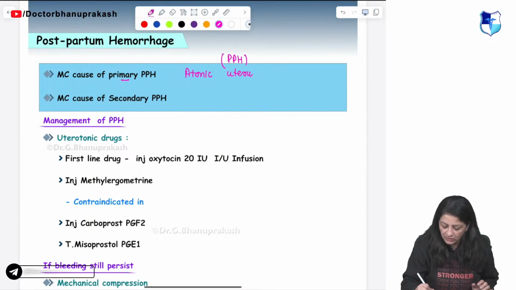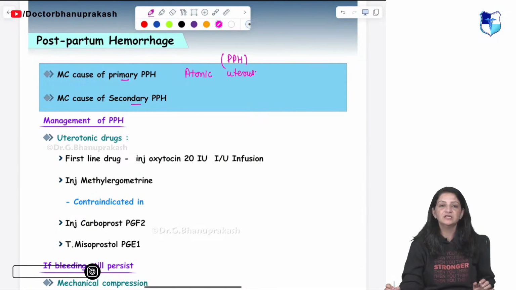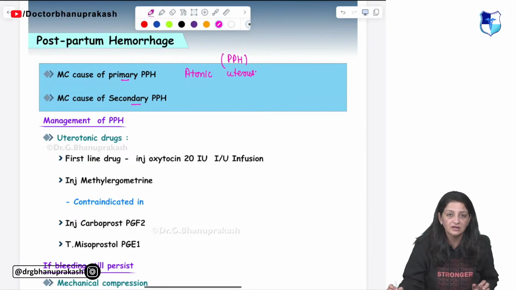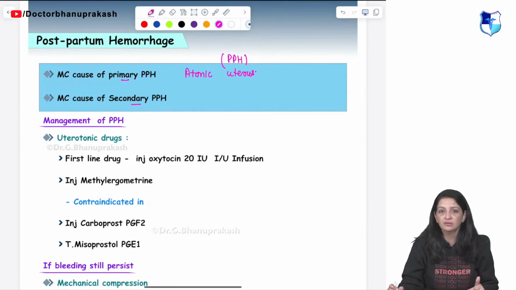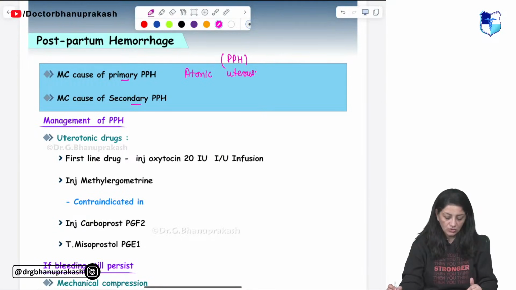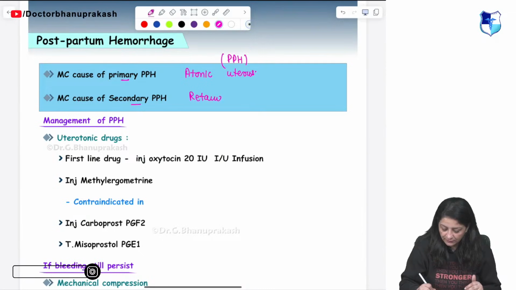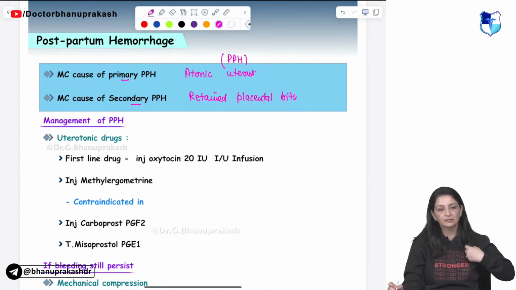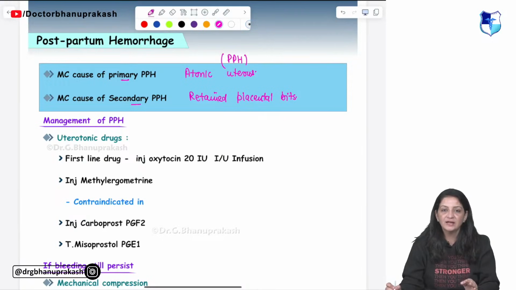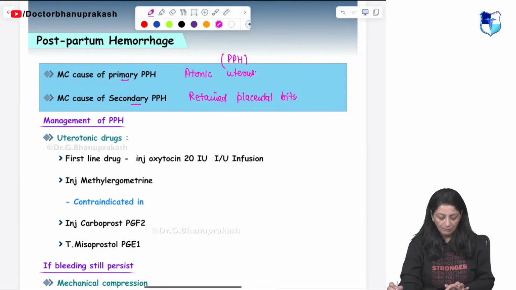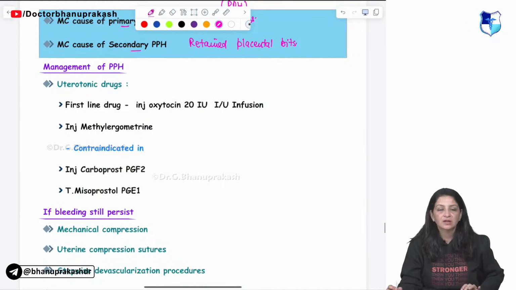So what is the most common cause of secondary PPH? Secondary PPH means bleeding occurs after 24 hours of delivery till 12 weeks. That is called secondary PPH. And the most common cause of secondary PPH is retained placental bits. So clear? Primary PPH and secondary PPH. Management is very, very important.